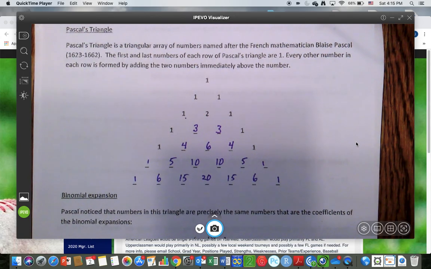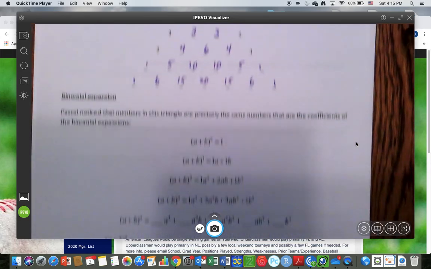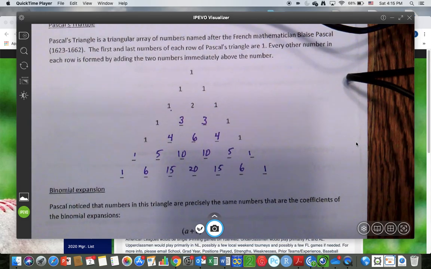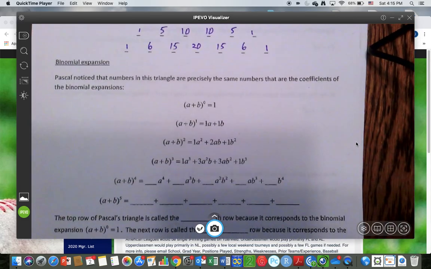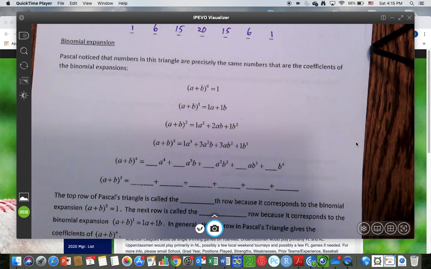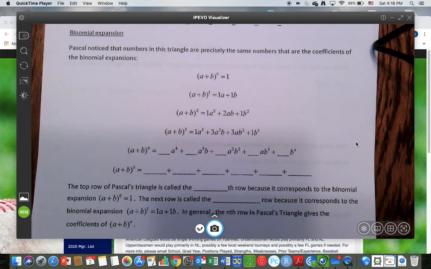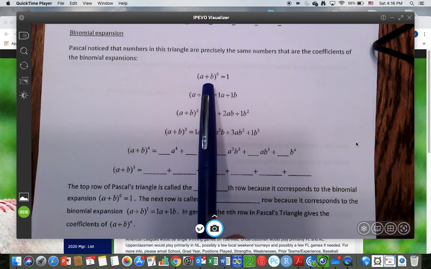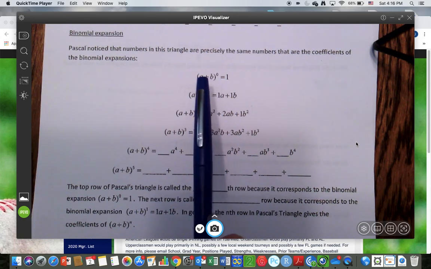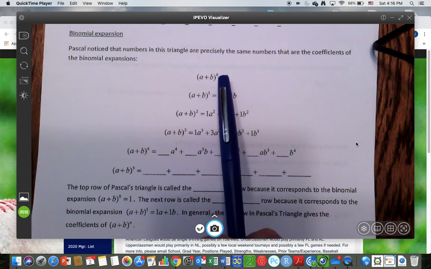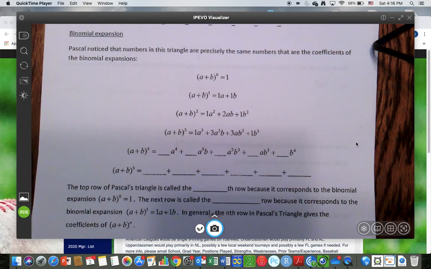Now, what does this mean? What does this do for us? I'm going to be referring to both up here and down here. Up here is the triangle. But here's one way it can be used, and it's very interesting, called the binomial expansion. Now, if we take a binomial, like a plus b, x plus 1, doesn't matter what it is, if we take it to the 0 power, anything to the 0 power is 1.